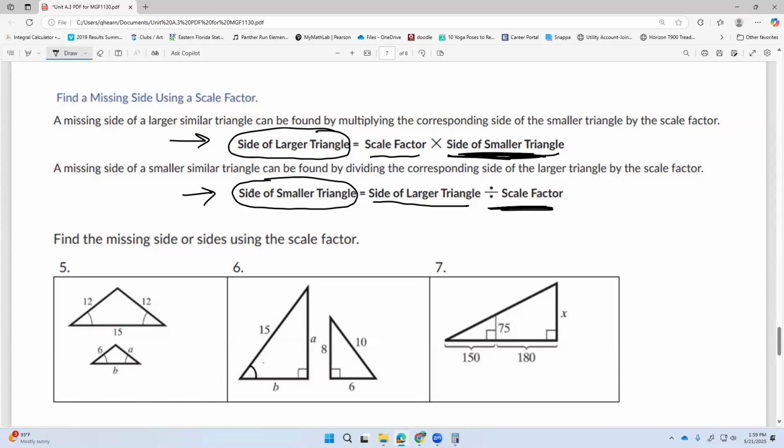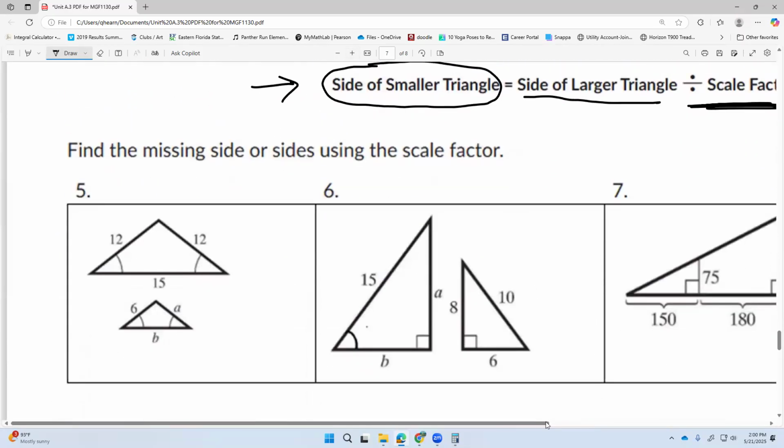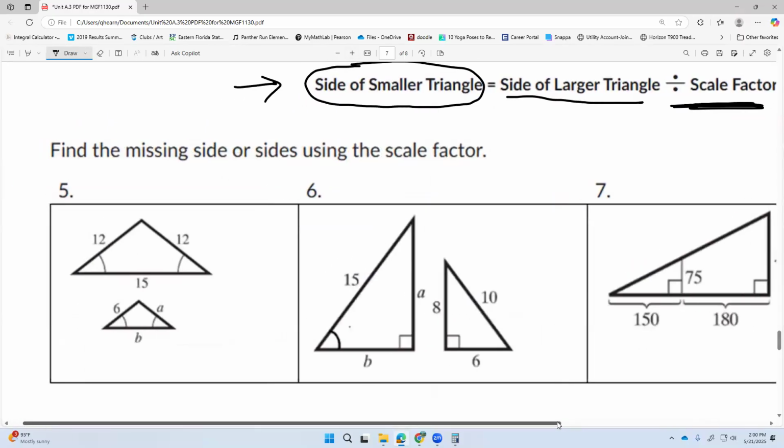So we're going to practice this with these exercises here. So let's look at number 5. By the way, in each of these cases, we have a pair of similar triangles, or otherwise this wouldn't work, right?